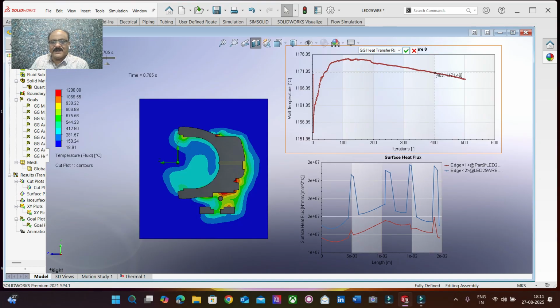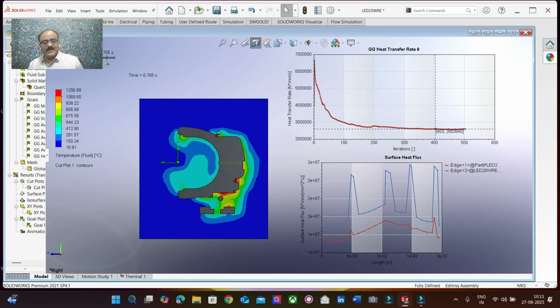Yes, the heat transfer rate, which is again very important. This is how the heat transfer happens. So time, at what time, what is the temperature, and how many iterations. Okay, so now with this, let's conclude the process.